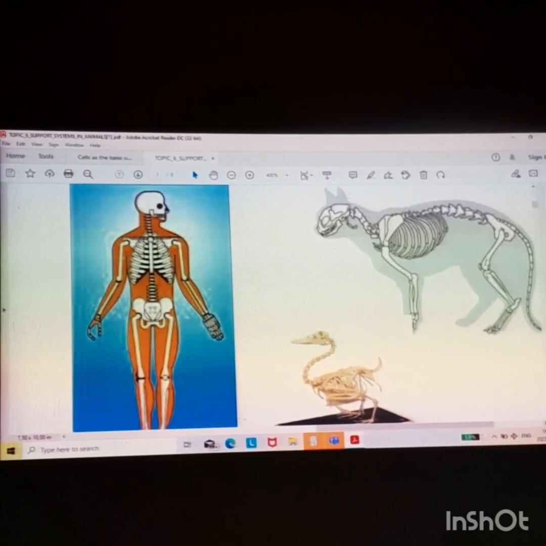For us, an endoskeleton brings a disadvantage of drying out, meaning that you are exposed easily to the sun. I hope we are very clear.